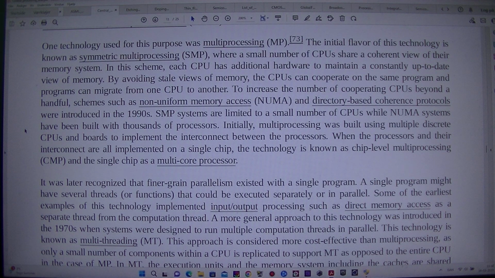Initially, multiprocessing was built using multiple discrete CPUs and boards to implement the interconnect between the processors. When the processors and their interconnect are all implemented on a single chip, the technology is known as chip-level multiprocessing, CMP, and the single chip as a multi-core processor.